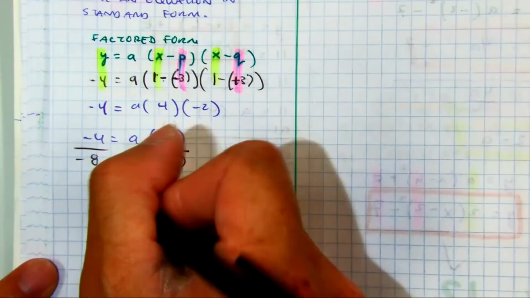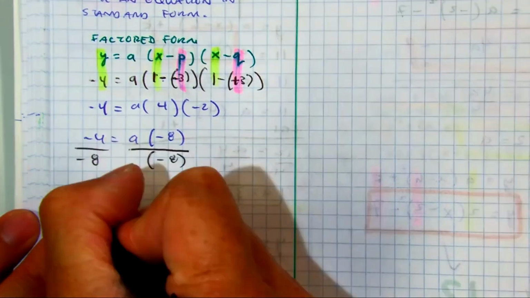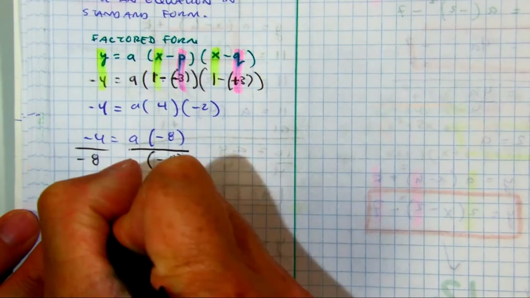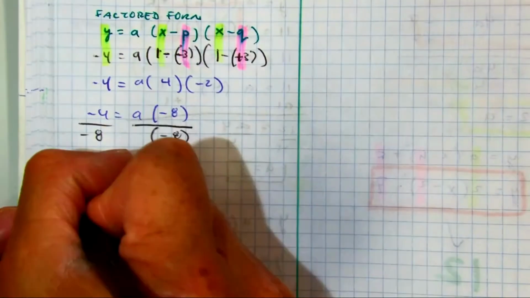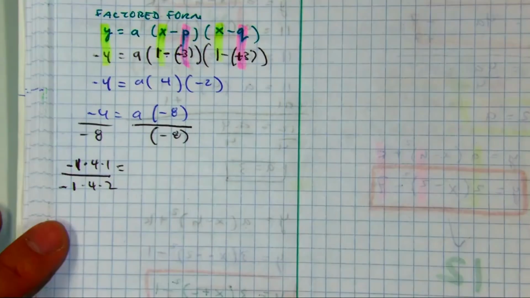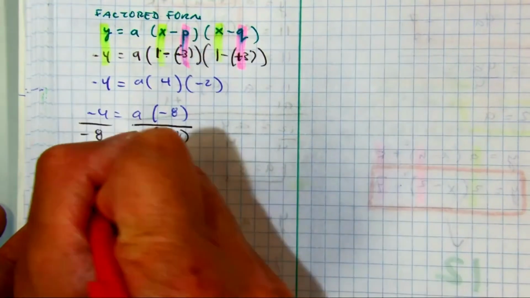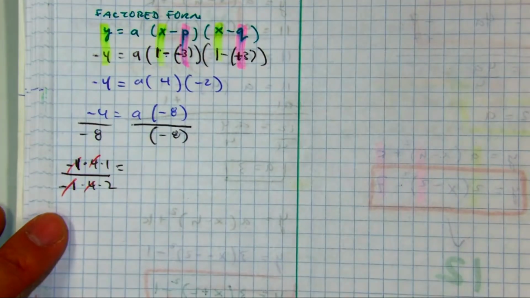What are the factors of -4? -1 times 4 times 1. Factors of -8 are -1 times 4 times 2. So basically I'm showing you how to reduce. So negatives cancel, 4s cancel, A is equal to what? 1/2. Raise your hand if you got that.